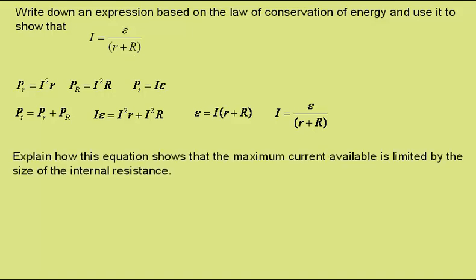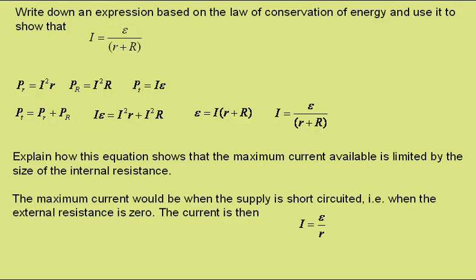Explain how this equation shows that the maximum current available is limited by the size of the internal resistance. Well, the maximum current would be when the supply is short-circuited, i.e. when the external resistance is 0. The current would then be given by epsilon, the e.m.f of the cell, over little r, the internal resistance of the cell. The smaller the internal resistance, the bigger the maximum current will be.